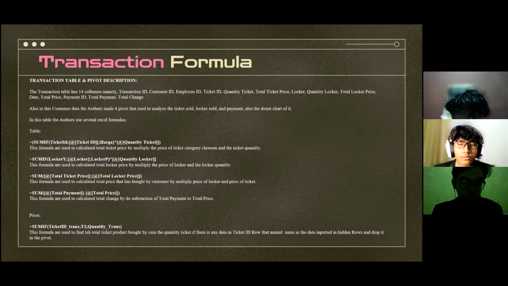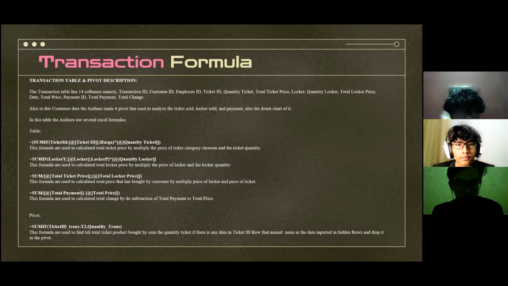In this table, the authors use several Excel formulas. In the table, use SUMIF for ticket ID and quantity ticket. This formula is used to calculate total ticket price by multiplying the price of the ticket category chosen and the ticket quantity. And next is SUMIF used for locker price and quantity locker. These formulas are used to calculate total locker price by multiplying the price of the locker and the locker quantity.